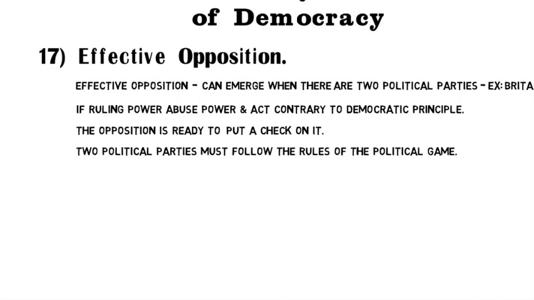But by and large, when we talk about effective opposition, we are talking about a system where you have a two-party system. An example is Britain. Now, we need to understand what is the role of the opposition party and why it has to be effective, because if a ruling party abuses the power and acts contrary to the democratic principle, just opposite to the democratic principle, in that situation, the opposition has to be ready to put a check on it.